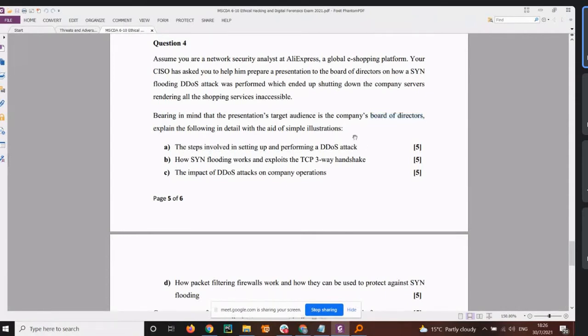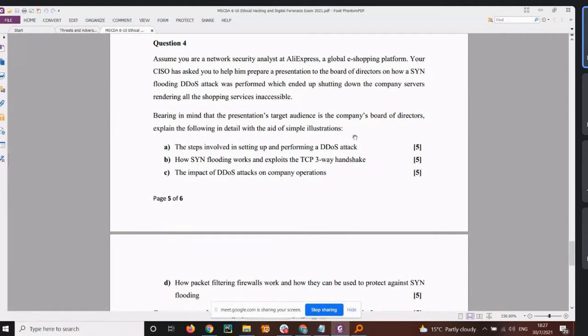So the diagrams you use in your explanations should not be the type you would see in a textbook, but ones you would use to simply explain how a DDoS attack works. Again, this goes back to the way the questions are structured in these examinations. It's not a case where you just have to regurgitate information and write it as it is. You have to understand it and then know how to actually apply it.